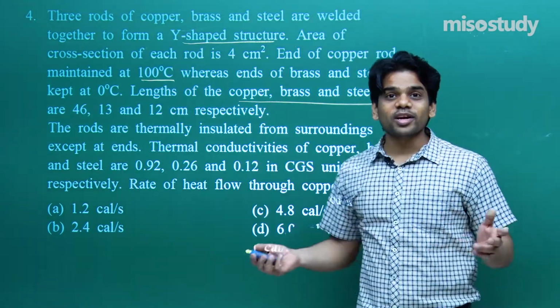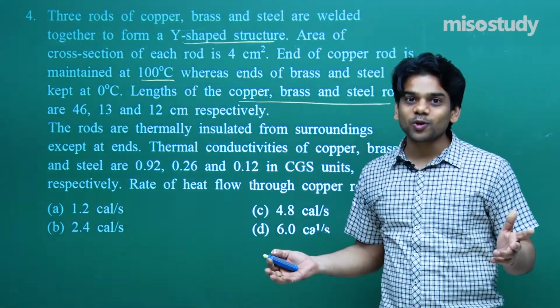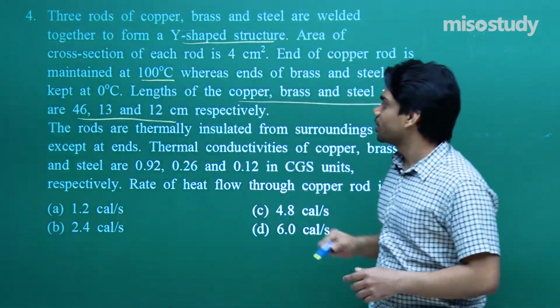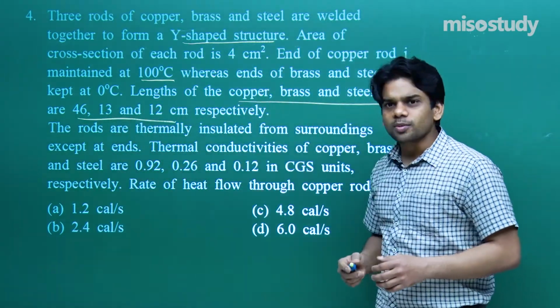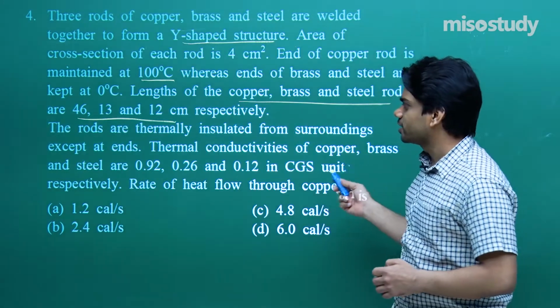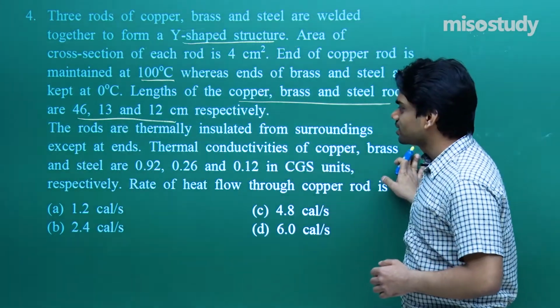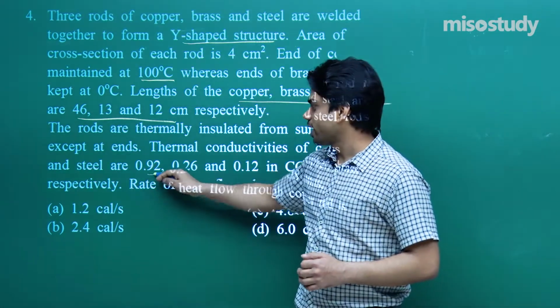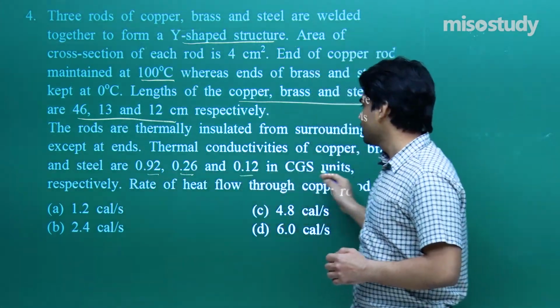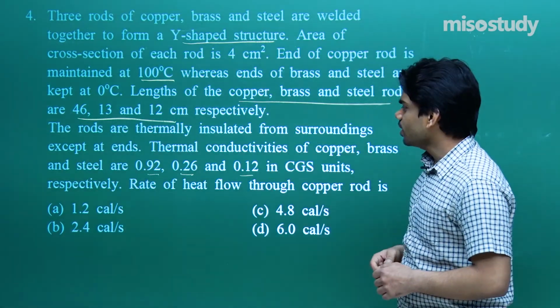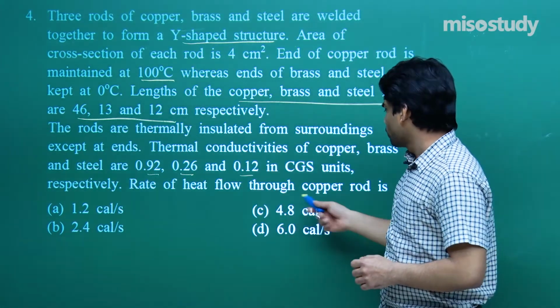So each one has got different length. You have to use different lengths, don't use the same length in the given question. 46, 13 and 12 centimeter respectively. The rods are thermally insulated from surroundings except at ends. Thermal conductivities of copper, brass and steel are 0.92, 0.26, 0.12 in CGS units. Remember, the units used are CGS units. Respectively, rate of heat flow through copper rod is.